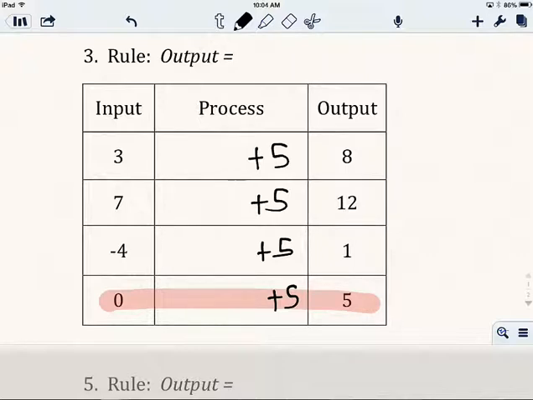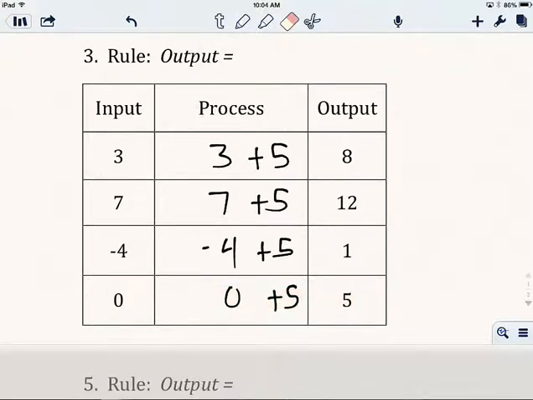And so what I'm going to notice is that 3 plus 5 is 8, and 7 plus 5 is 12, negative 4 plus 5 is 1, and 0 plus 5 is 5. So this one is just an addition rule. By identifying the addition in the 0 row, I found out the whole rule.